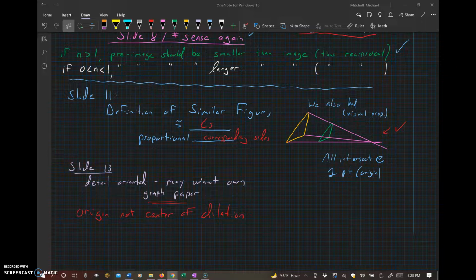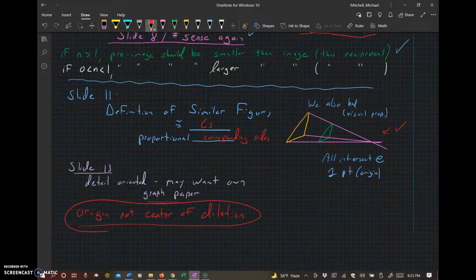Number 13, a little more detail oriented on those problems. You may want some graph paper for this. This is when our origin is not at the center of dilation. That's when that's coming up.